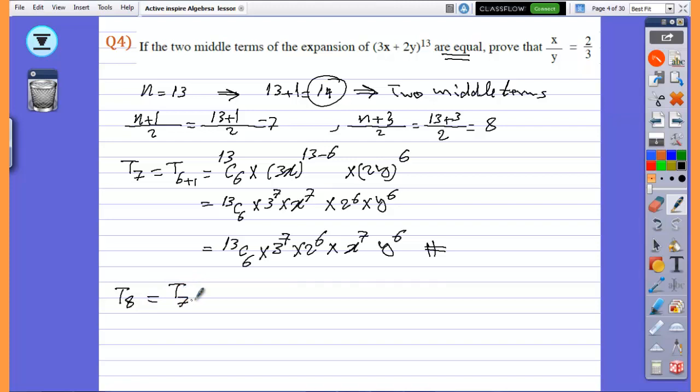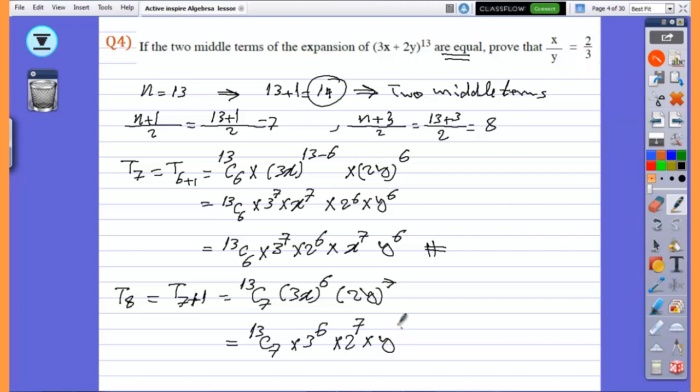Now T8 equals T7 plus 1, which equals 13C7, 3x power the difference 13 minus 7 is 6, multiplied by 2y power 7. So it is equal to 13C7 multiplied by 3 power 6, 2 power 7, multiplied by x power 6, y power 7.